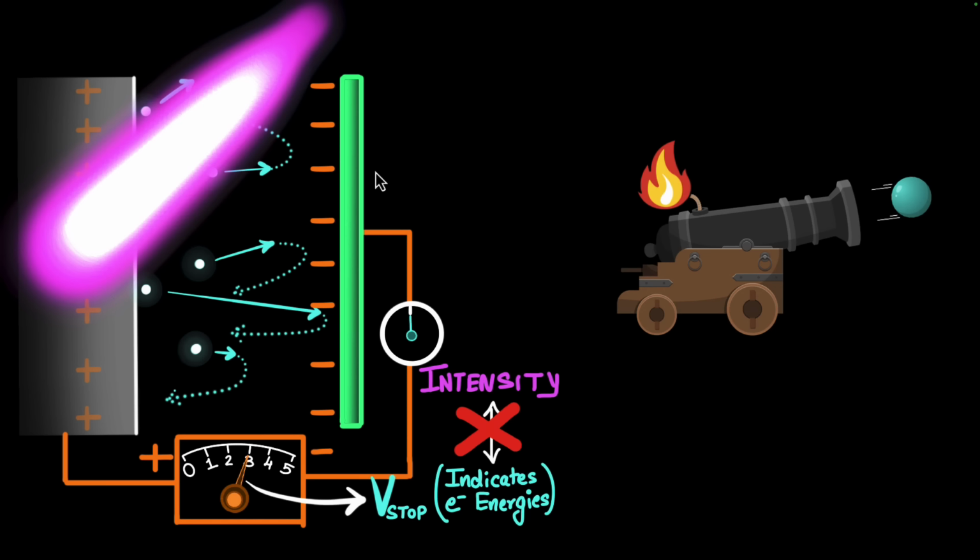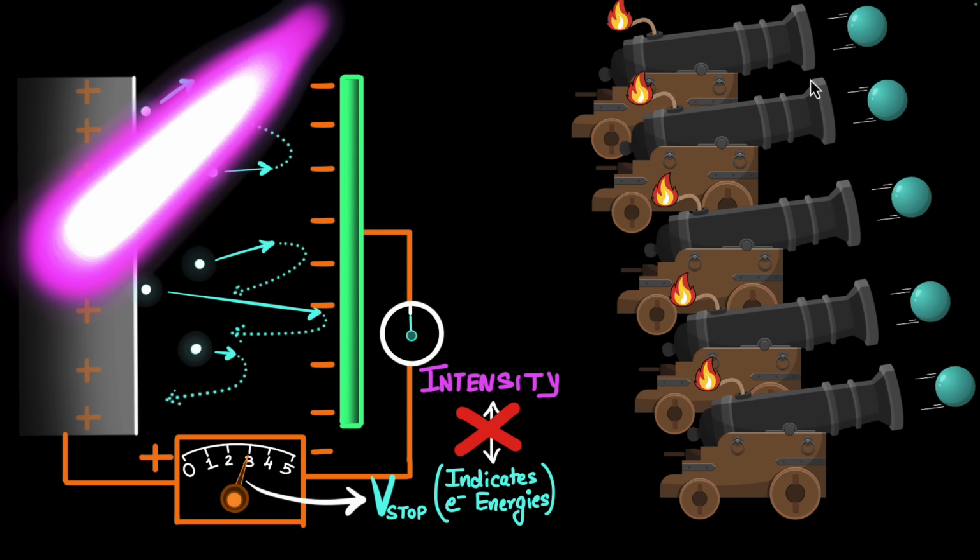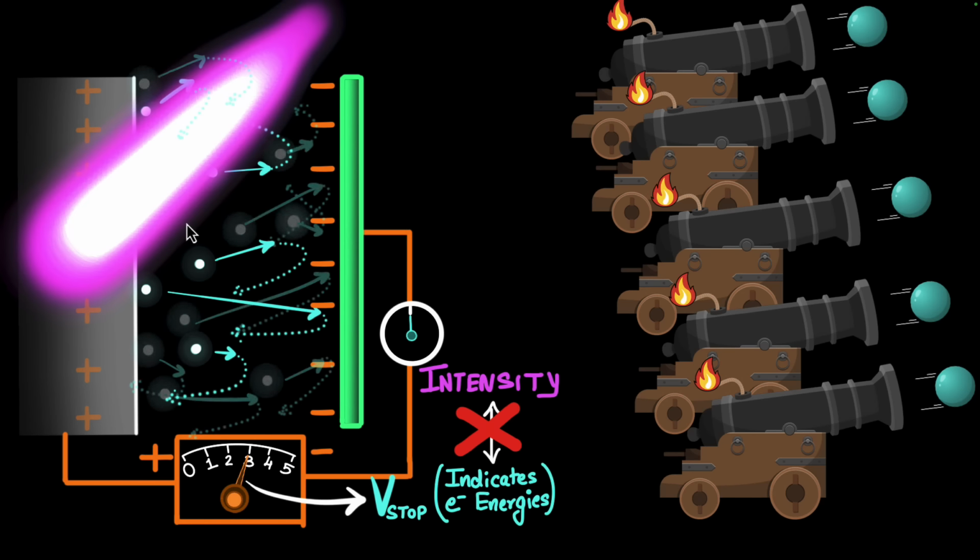Having more light now, it's kind of like having more fire. You can trigger more cannonballs. Similarly, if you have more light over here, you'll trigger more electrons, and that's why more electrons come out. But again, their energies would have nothing to do with the light itself.